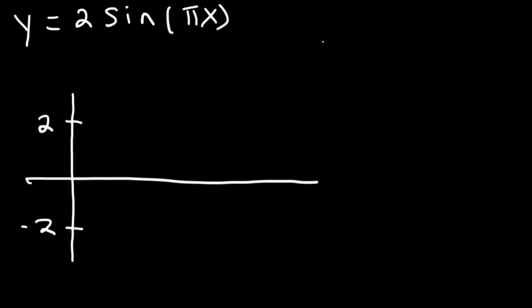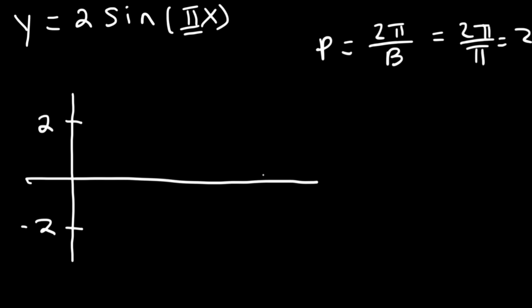But now let's calculate the period. So it's 2 pi over b, and b is the number in front of x. So b is pi. So 2 pi divided by pi is equal to 2.